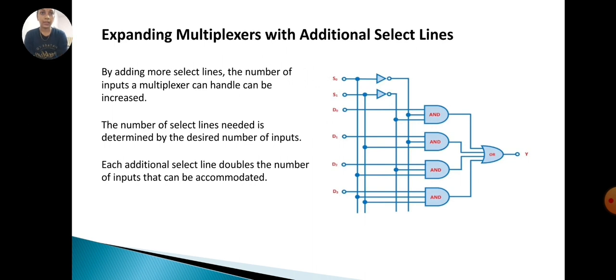Expanding multiplexers with additional select lines. By adding more select lines, the number of inputs a multiplexer can handle can be increased. The number of select lines needed is determined by the desired number of inputs. Each additional select line doubles the number of inputs that can be accommodated.